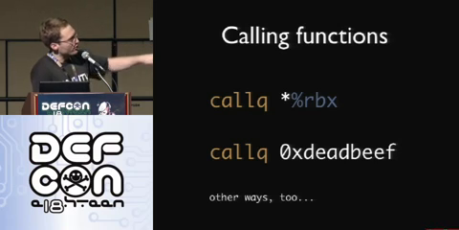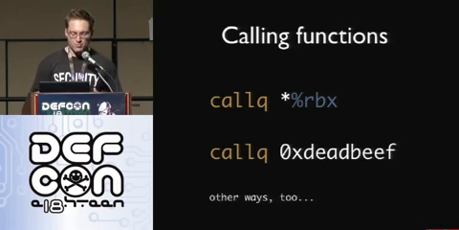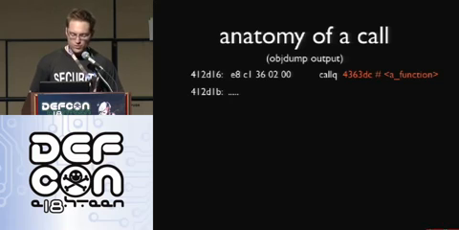where it'll look like you're actually calling a function directly, but you're not. That's not the actual full address. It's just a 32-bit displacement. So what does that actually mean?